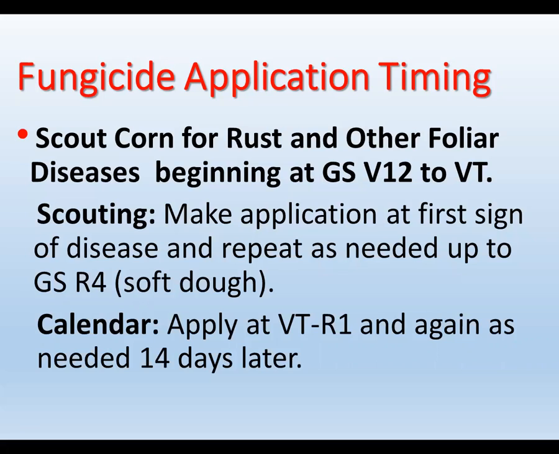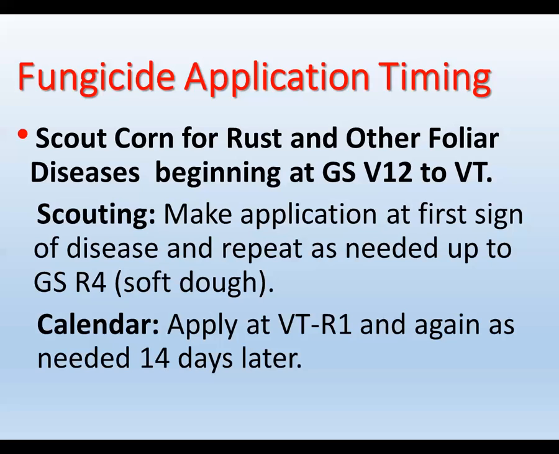So we're looking at anywhere around VT to start scouting, around V12 to VT stage, and then scout weekly. You can make an application at the first sign of disease and repeat again up to soft dough. Normally, with corn, soft dough is as late as the fungicides have any particular labeling. Plus the fact it seems like applications made in field trials after soft dough don't have any effect on yield. So we're only looking at about a 2 or 3 week period of time when we're going to be making fungicide applications to corn.